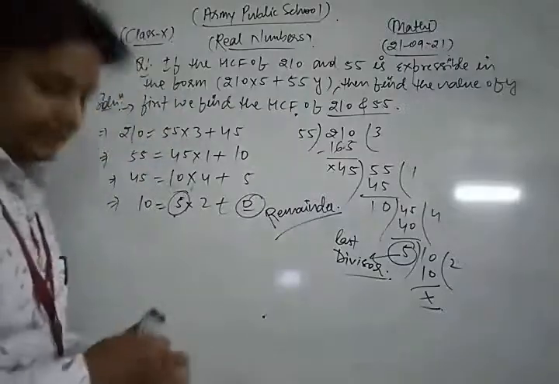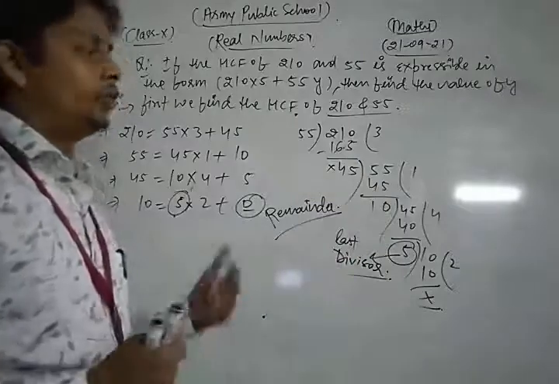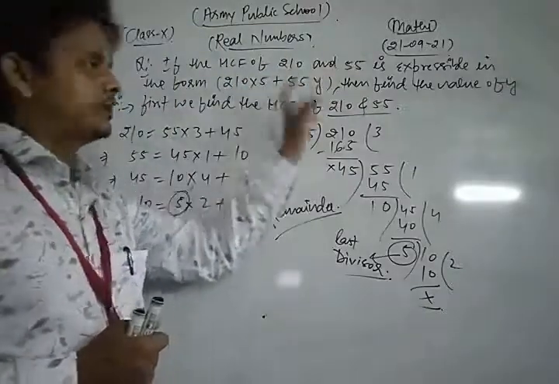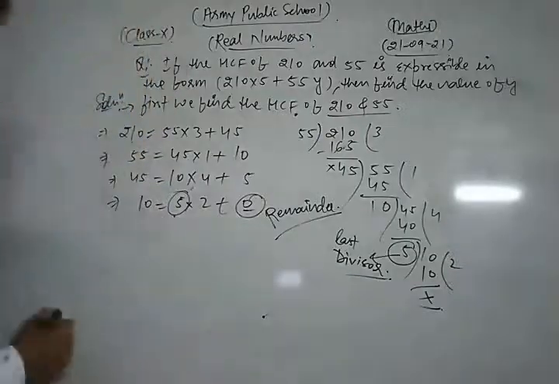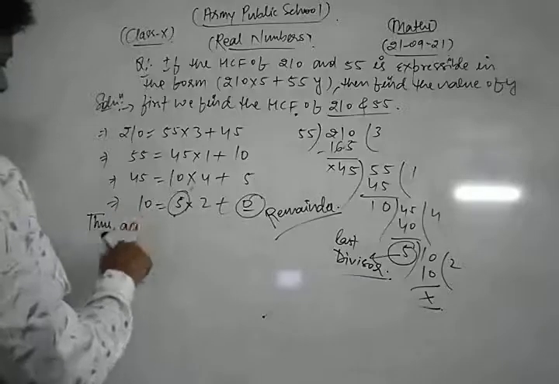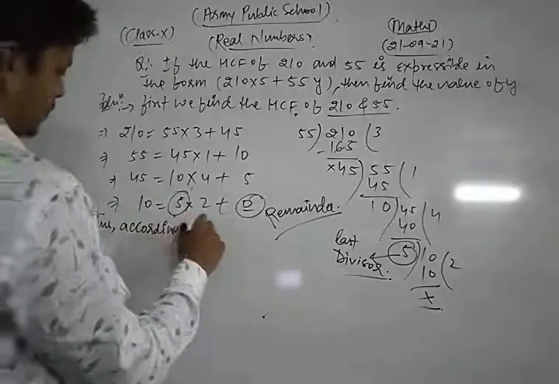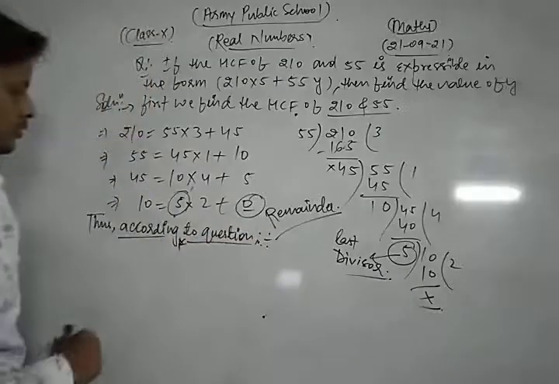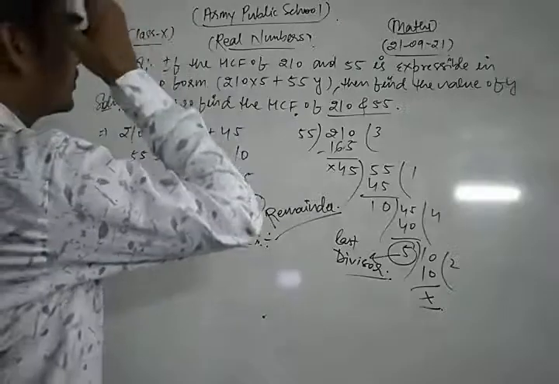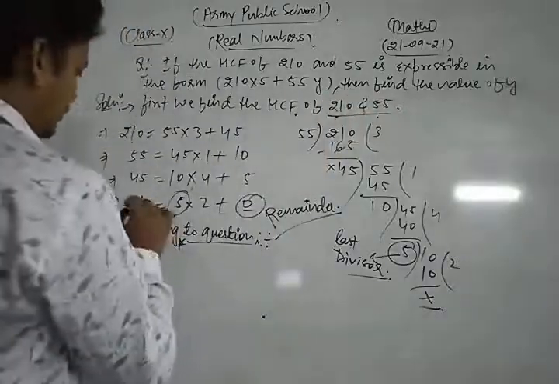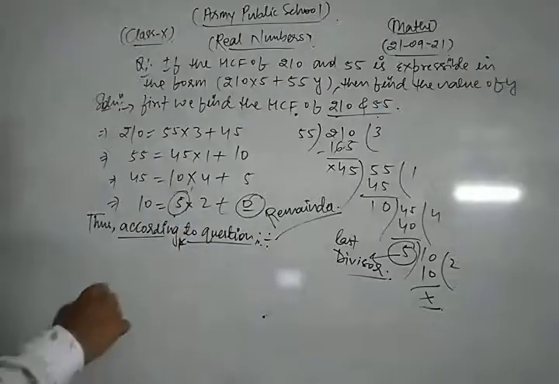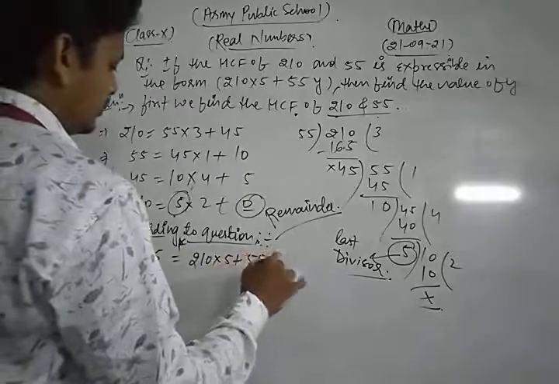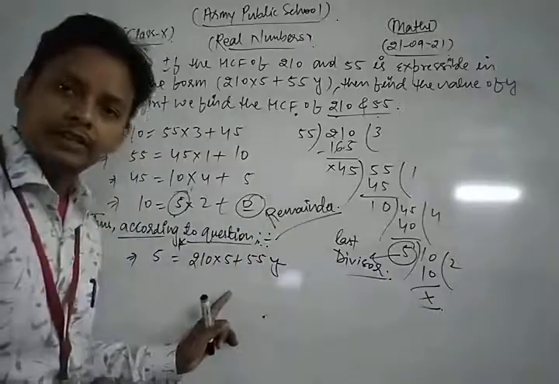Now after finding the HCF of the given numbers, according to the question, the HCF is expressible in this form. So according to the question, the HCF of 210 and 55, which is 5, is expressible in this form. So the HCF, that is 5, is equal to 210 into 5 plus 55y. Now we simplify that relation and find the value of y.